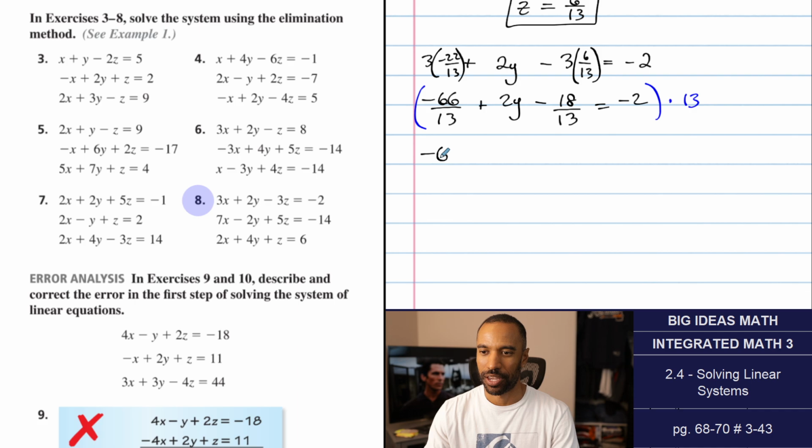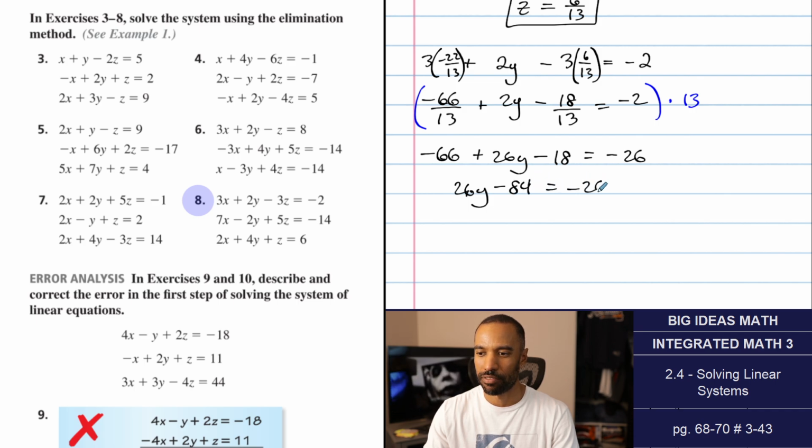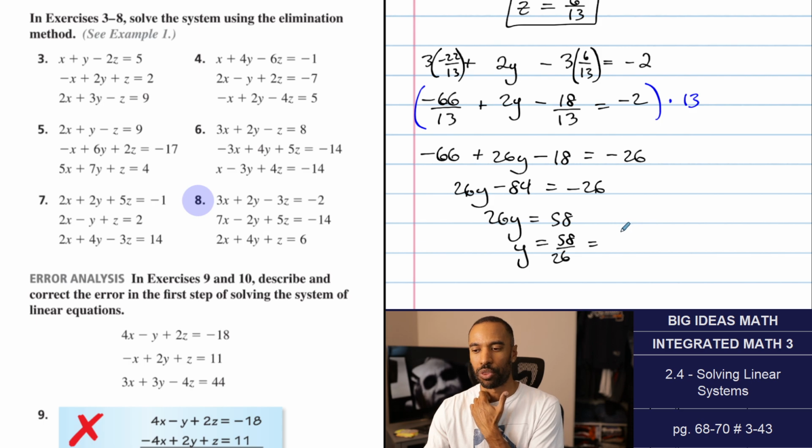Anyway, 13's cancel here. Negative 66 plus, this is now 26y minus 18 equals negative 26. Is the y going to be a clean value? Oh, never mind. These are still here. I thought these canceled. So 26y minus 84 equals negative 26. So 26y equals 58. This can reduce as well. 58 over 26 equals, divided by 2, 29 over 13.